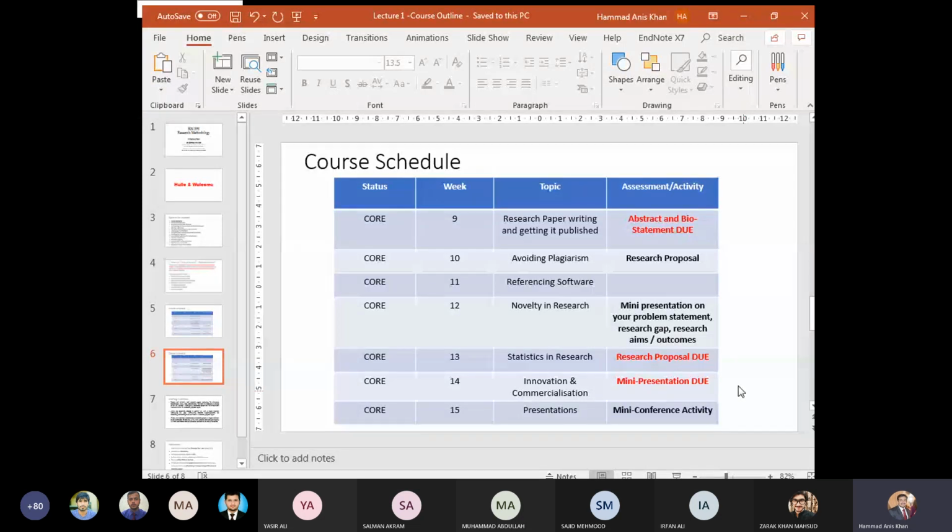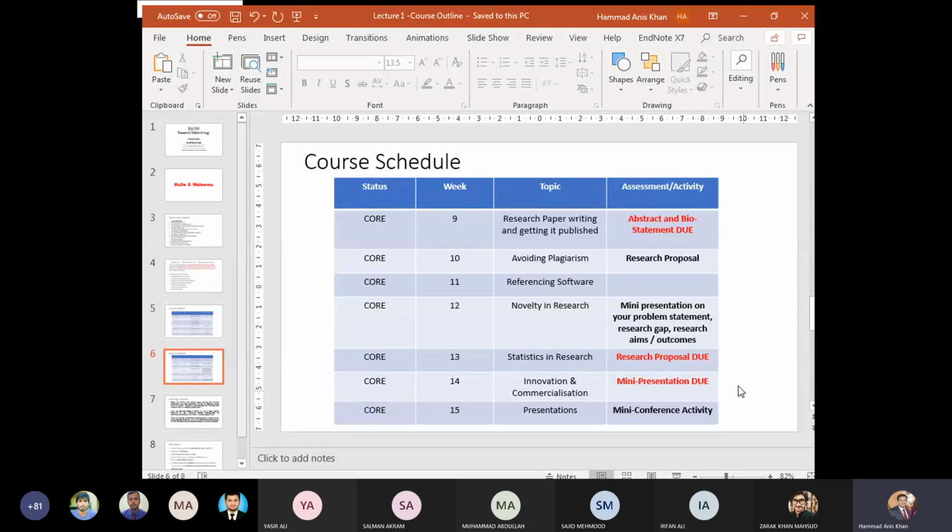Then you should write your research proposal. When you write your research proposal, it will give you an idea, when you enter your thesis phase, of what a professor expects from you and how you should write your research proposal. And based upon your research proposal, you will initiate your research.